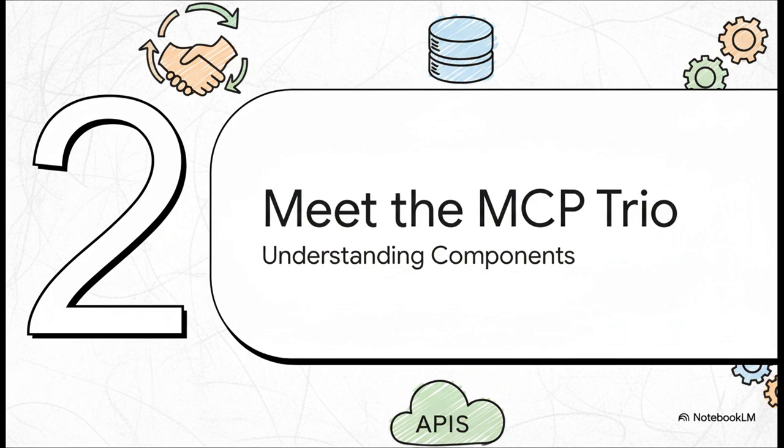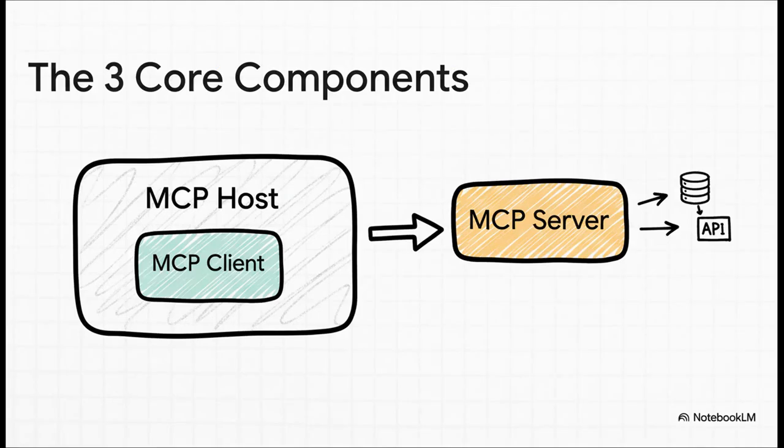Now, what's really cool is that MCP isn't just some single piece of software. It's actually a whole system, and it's built around three key players that all have to work together to make this magic happen. The whole system is built on how these three parts interact. You've got the MCP host, the MCP client, which actually lives inside the host, and then one or more MCP servers, which are basically the gateways to all the data.